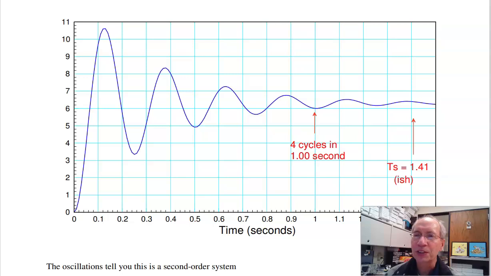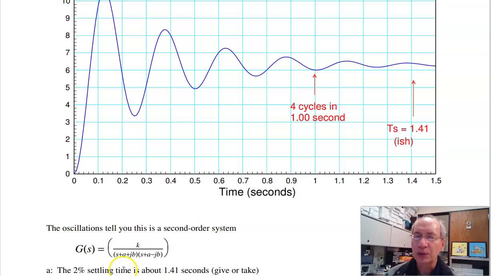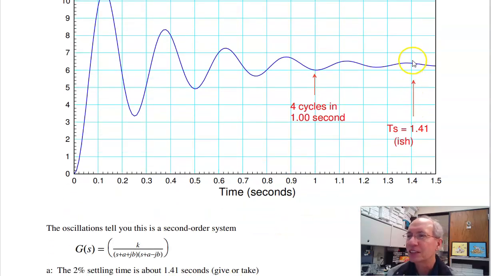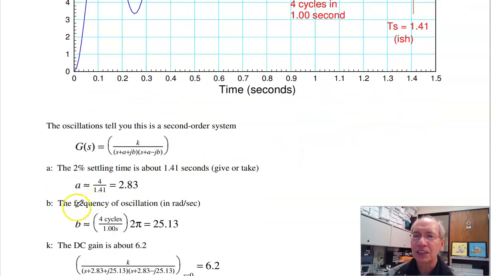So given a transfer function, I can find the step response. This is going backwards. Well, from here, I can tell this is a second order system because it's oscillating. So I have a real part and a complex part of a pole, its conjugate, and a gain. So I need to pull 3 pieces of information off the graph. One of them comes from the settling time. The settling time, ballpark, is about 1.41 seconds. And what it is exactly, I can't really tell, but it's somewhere around here. If I say 1.41 seconds, that tells me the real part of the pole is 4 over 1.41, 2.83.